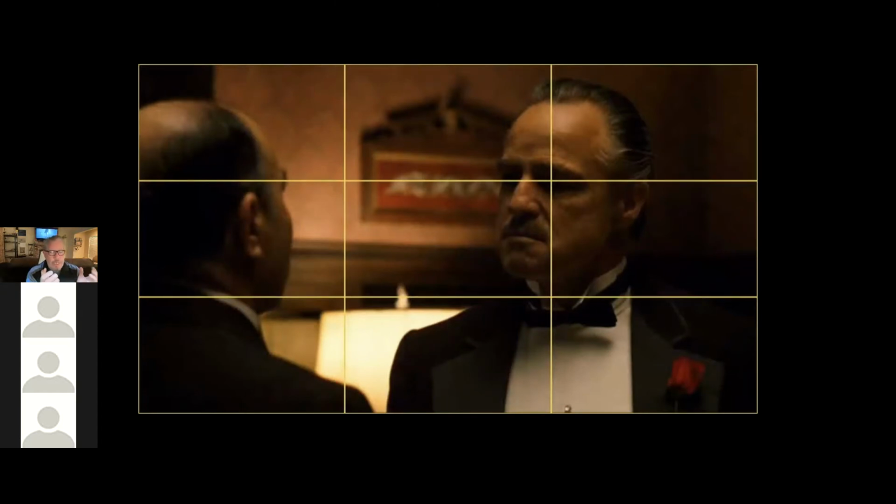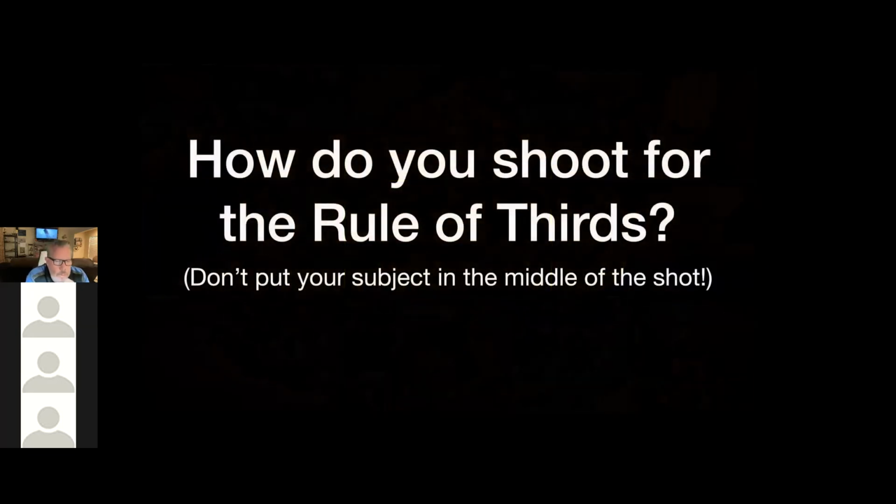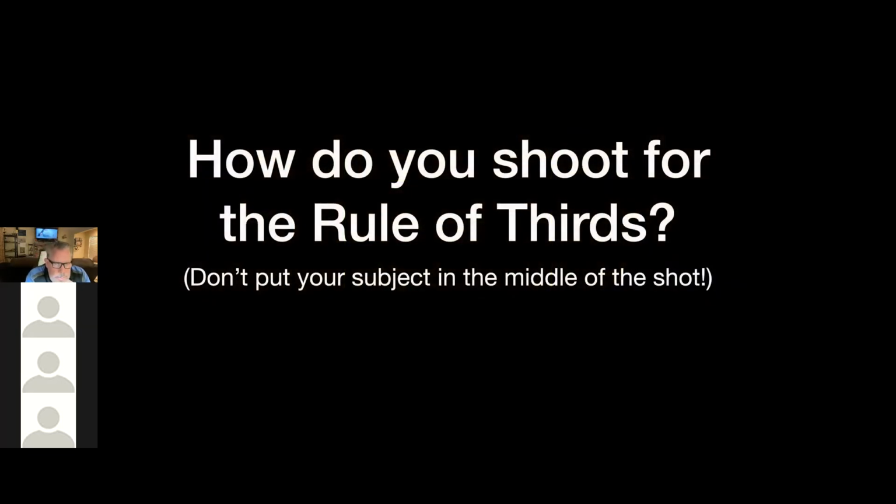So one other sort of cheat factor on the rule of thirds: how do you get the rule of thirds to work? Don't put your subject in the middle of the shot. So that's the basic thing, don't put your subject in the middle of the shot. That's the rule of thirds.